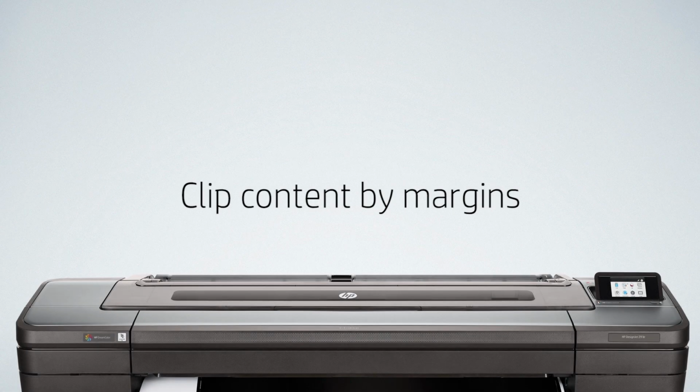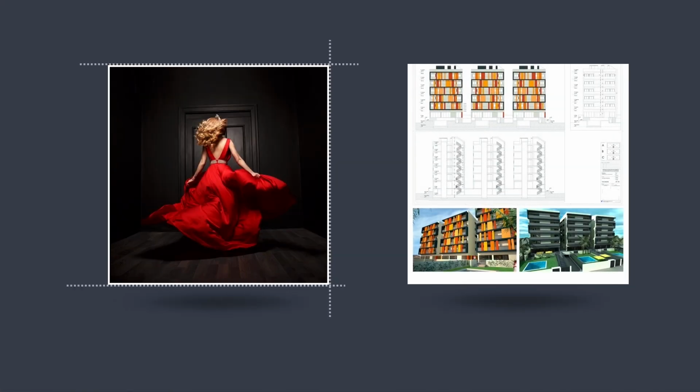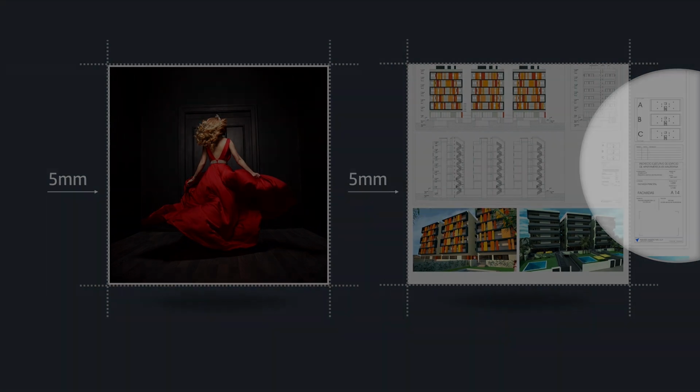With clip content by margins, margins are applied to the image. The margin is 5 millimeters. The size of the plot is not modified, and the scale is preserved. But if part of the image is found within less than 5 millimeters from the edges, it will be clipped.